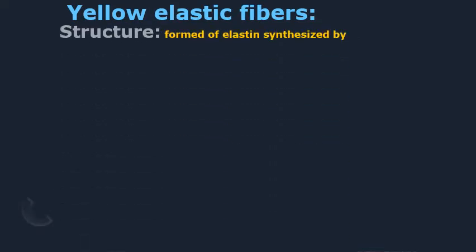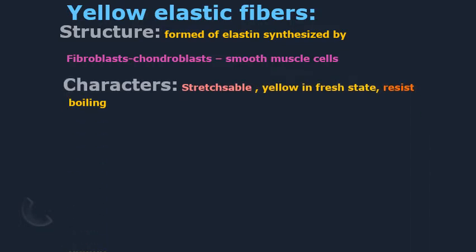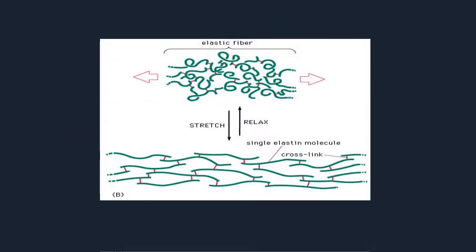They are formed of a protein known as elastin, and this elastin is formed by the fibroblast, chondroblast, and smooth muscle. As I told you before, the word blast means young. Chondro, cartilage cell. The characters are stretchable and resist boiling and are yellow in fresh state. The function is tissue elasticity. Here is the elastic fiber in the relaxed state, the upper part of the photo, while the lower part of the photo appears when it is stretched.